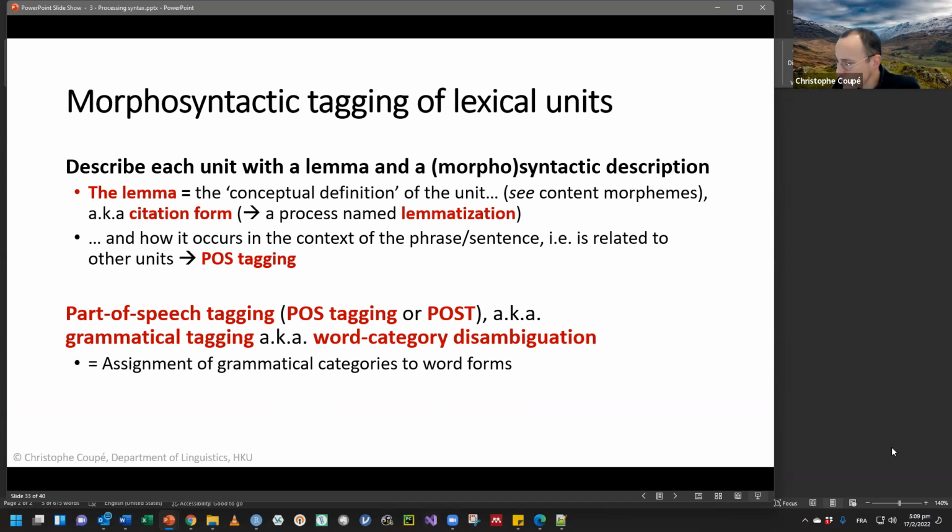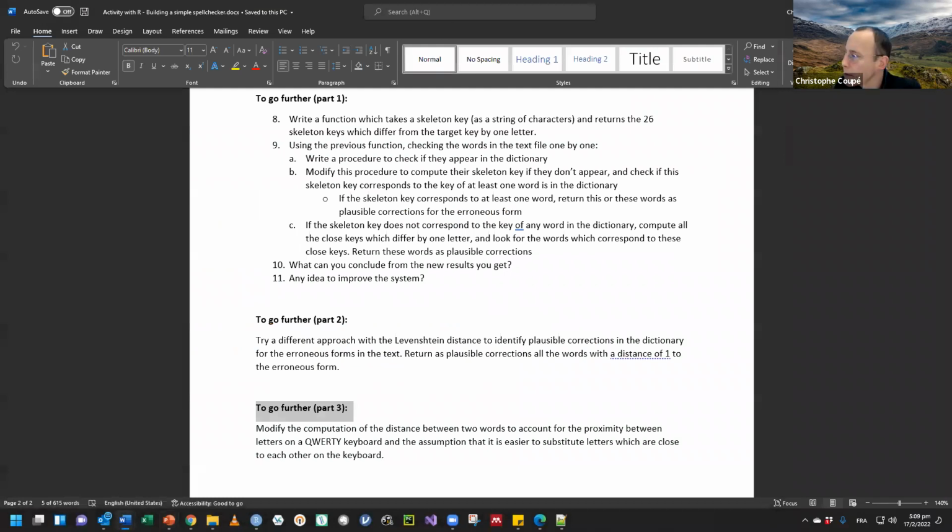And let me write something so I remember to change something later on. All right.